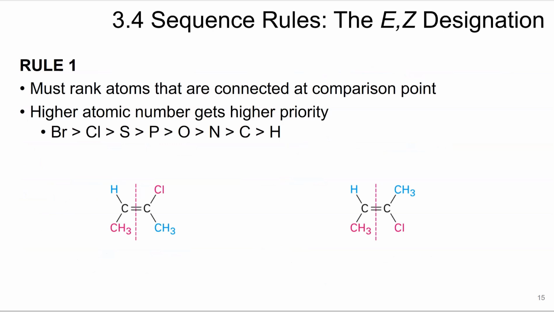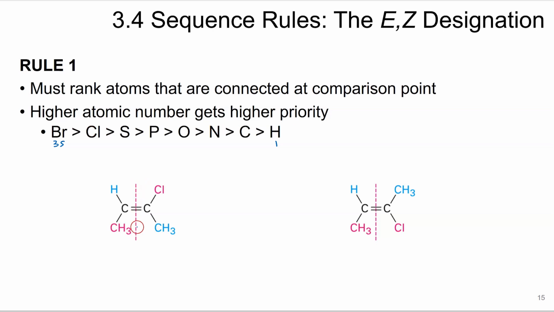So the first rule is to rank the atoms that are connected at the comparison site. Higher atomic number gets higher priority. Bromine has the atomic number of 35. This goes down to hydrogen, which is 1, and that is the ranking there. And you can always go to the periodic table to see where these numbers are at. This is not some trend that you have to memorize.